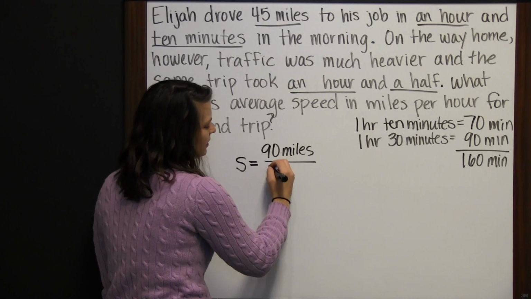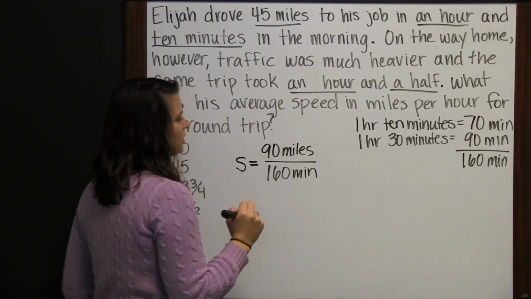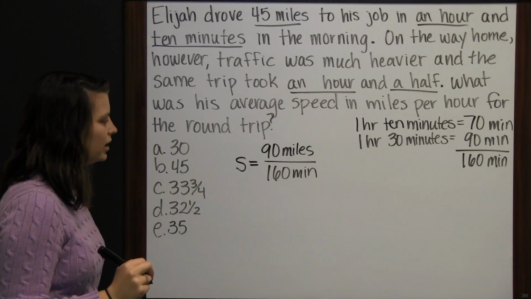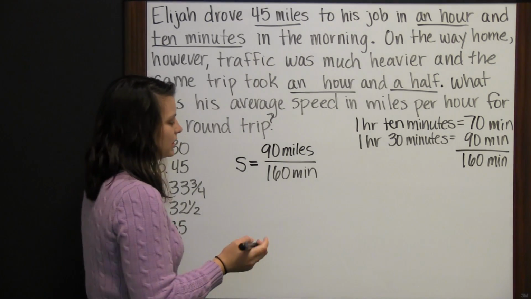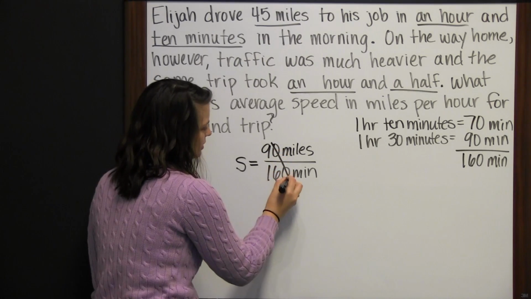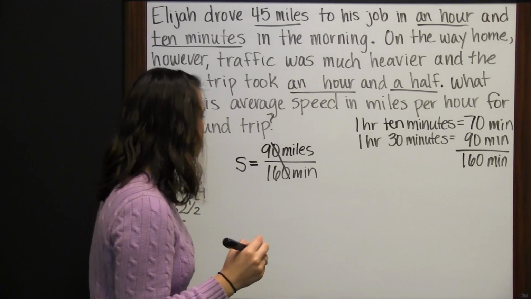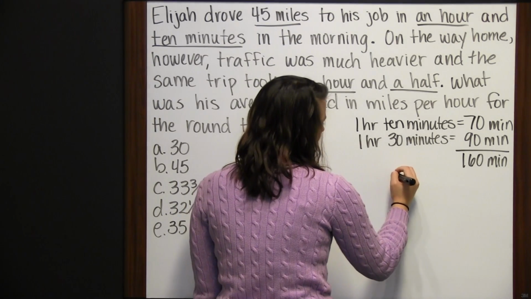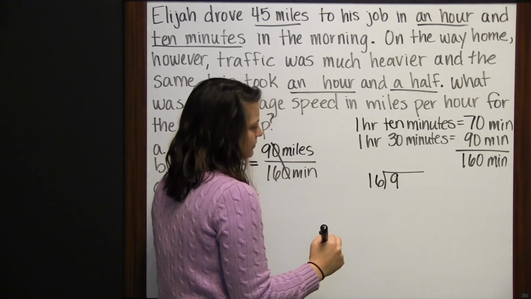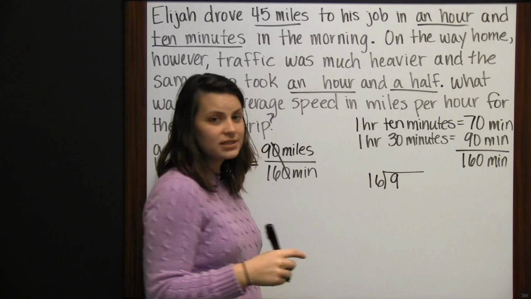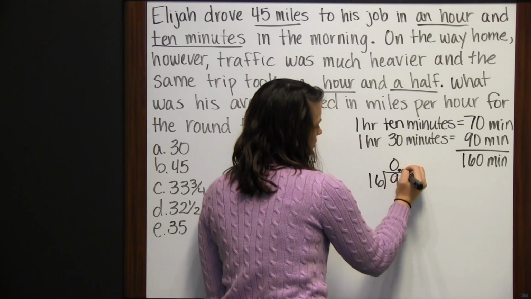So again, to calculate his speed, we need to divide his total distance by his total time. So 90 miles divided by 160 minutes. Well, the first thing I could do to simplify this is I could cancel a 0. So now it's just 9 divided by 16, which will be a lot easier to work with. So I have 9 divided by 16. 16 doesn't go into 9 at all. That's 0, which means I'm going to need to add a decimal and a 0.